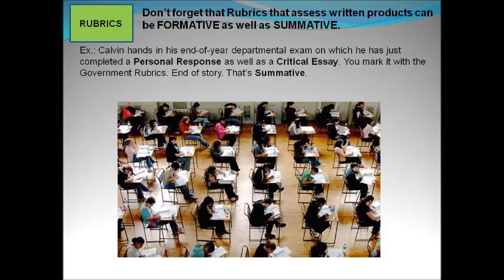I mean, sometimes we say these things as though it's either black or it's white. It doesn't have to be. A summative assessment can easily be transformed into a formative assessment, just thrown back into the mix and then revisited and fixed and tweaked and improved upon. It's simple, all right? So just remember that. For instance, Calvin, of Calvin and Hobbes, hands in his end of the year departmental exam on which he's just completed a personal response and a critical essay. You mark it with the government rubrics, end of story. That's summative.